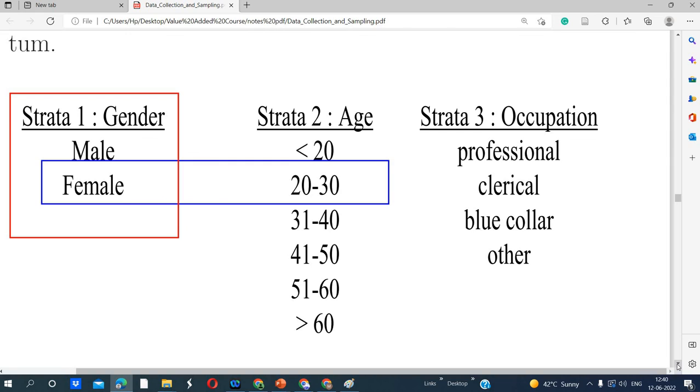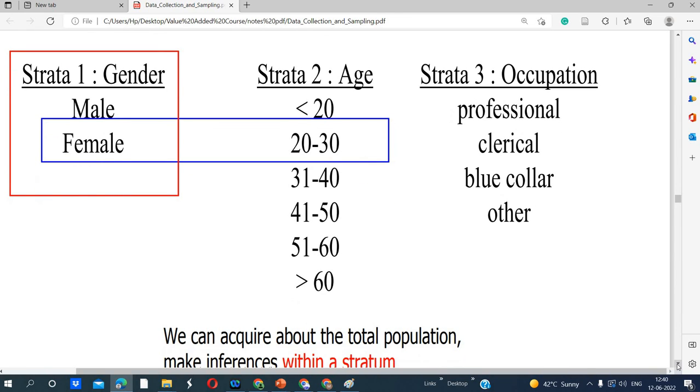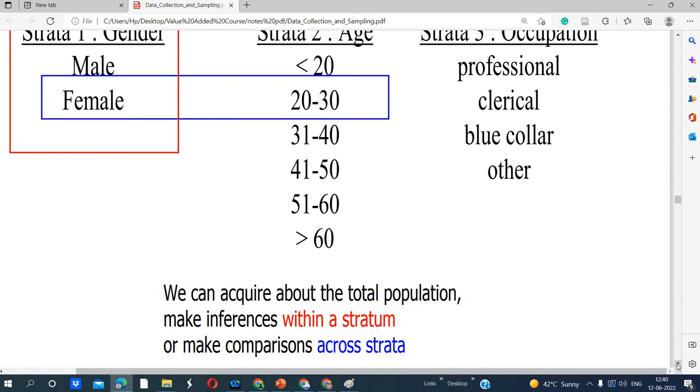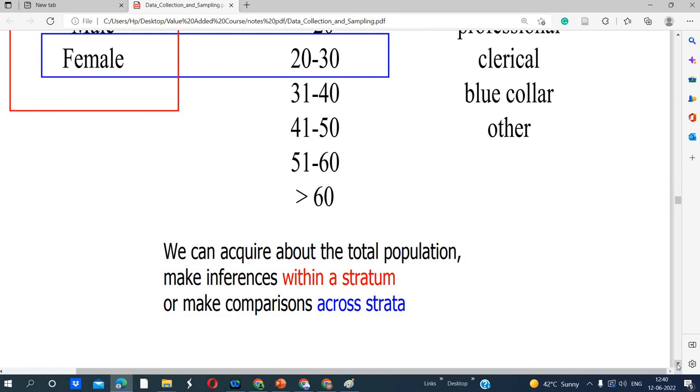So these are the three strata: strata 1, strata 2, strata 3. So from these we can select randomly. This is a random method, but this is stratified because we are not going to lose anyone. So we can acquire information about the total population, make inference within a stratum, or make comparisons across the data.